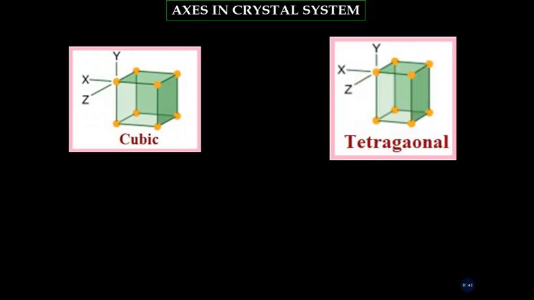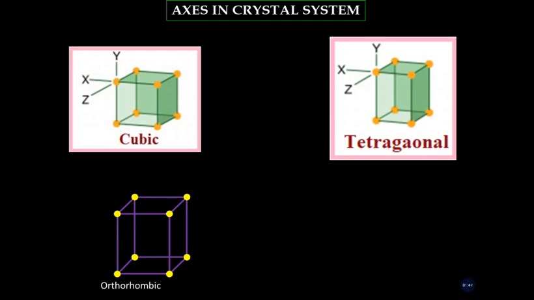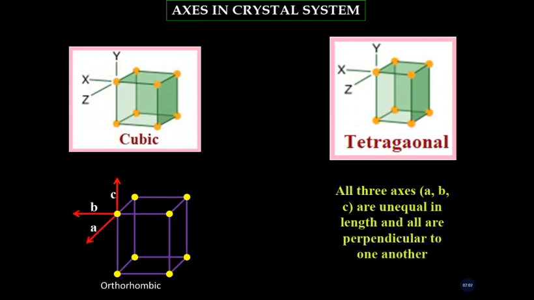Then the next one is the orthorhombic. In the case of orthorhombic, the 3 axes are at right angles to each other and they are different in length. That is, all 3 axes A, B, C are unequal in length and all are perpendicular to one another.